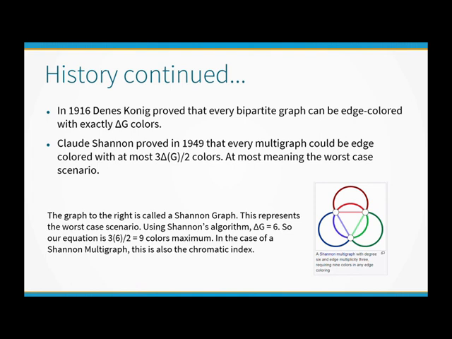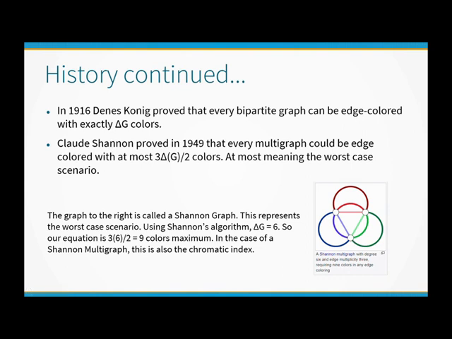So later in 1916, Dénes Kőnig is the one that proved that every bipartite graph can be edge colored with exactly delta G colors. Claude Shannon here proved in 1949 that every multigraph could be edge colored with at most 3 delta G divided by 2 colors, at most meaning the worst case scenario. So down here we have a picture of what's called a Shannon multigraph. This thing is made to demonstrate the worst case scenario.